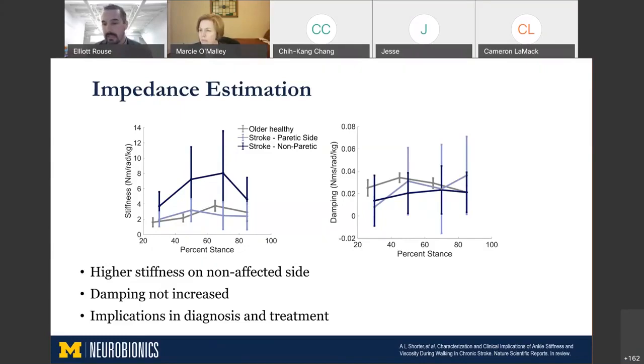And I think that's likely due, the high stiffness on the non-paretic side is likely due to the greater activation, or the harder they're working on their non-paretic side to help push themselves forward during the gait cycle. So I think these data really begin to highlight that we need a new way to quantify and assess the changes that occur post-stroke so that we can appropriately treat these patients.